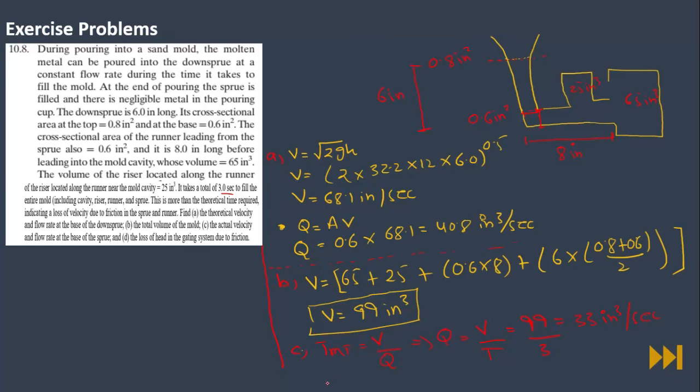And the same is the case with the actual velocity. We know that the volumetric flow rate equals the cross-sectional area into the velocity. So to calculate the actual velocity using this value, we will have velocity equals 33 divided by 0.6 cross-sectional area. So that would be equal to 55 inch per second.